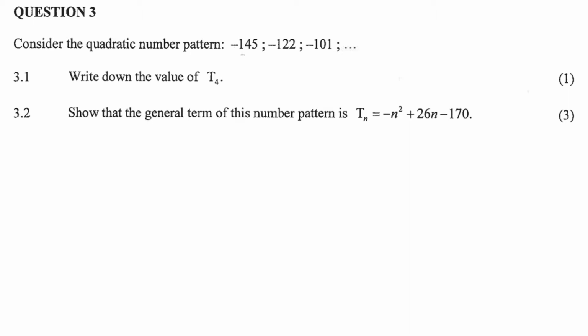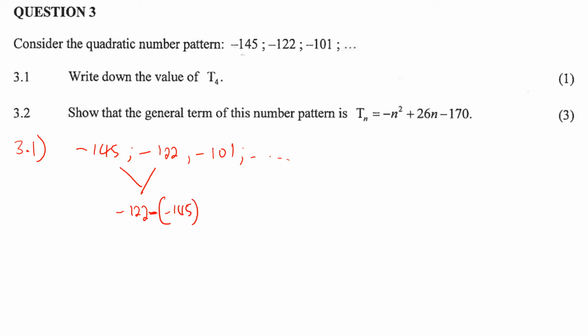3.1 says write down the value of term 4. So we know that this is a quadratic sequence, meaning that we can first get the first difference. How can we get the first difference? We say the next term subtract the previous term. So it should be minus 122 minus, and be very careful here, you can make a mistake with the sign when you are subtracting. So it's the next term, which is minus 122, minus minus 145.